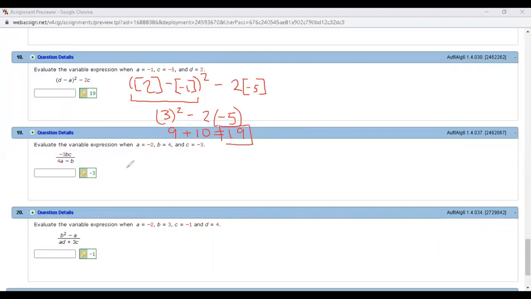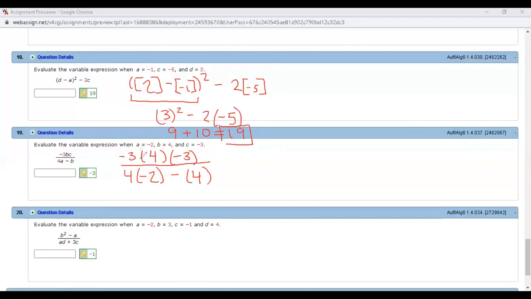If we look here at number 19, we got another one of the fractions. So I'm just going to preset mine. Wherever I see a B, I'm going to plug in 4. So I got a B right here and a B right here. Wherever I see an A, I'm going to plug in -2. And wherever I see a C, I'm going to plug in -3. Okay? From here, it's just order of operations, multiplying positive and negative numbers, adding and subtracting positive and negative numbers.